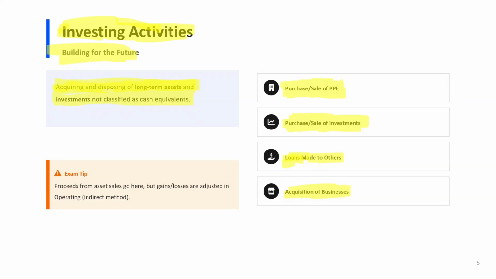Here's an exam trap that I want you to pay attention to. If there are proceeds from asset sales, they go here. Purchase or sale of property, plant and equipment goes here. But if there are any gains and losses, they are adjusted. They go to the operating section in the indirect method. We're going to go into more detail on that in that section.